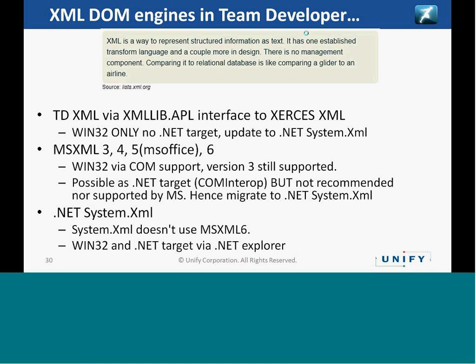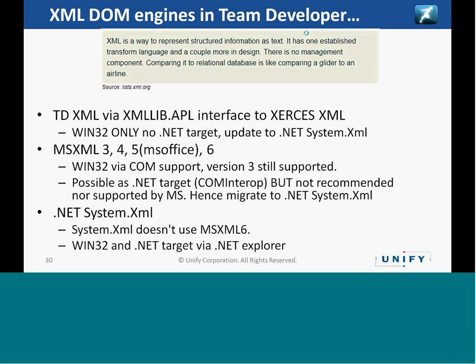You don't need .NET to actually manipulate your XML. You can use Win32 via COM, and just for your information, Microsoft 5.0 still supports version 3. You can build a target using Win32 COM objects simply because we do support COM objects with something called COM interop in .NET. But if you look on the internet, it's not recommended, it's not supported by Microsoft. So if you do have a Win32 application and you're going to have to move to .NET, you're going to have to convert the MS XML to .NET.